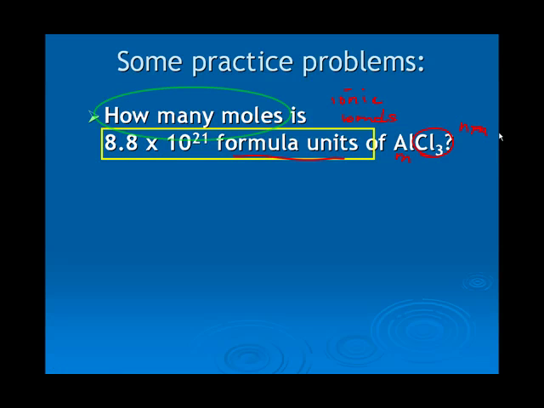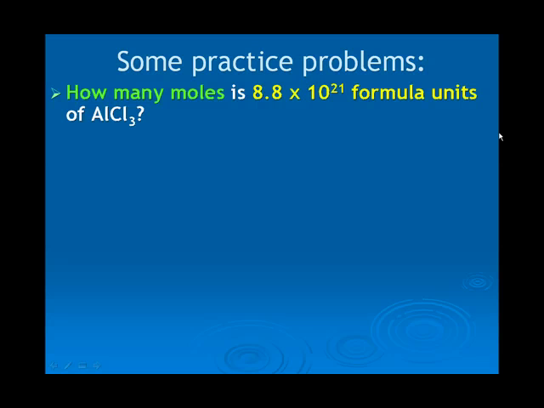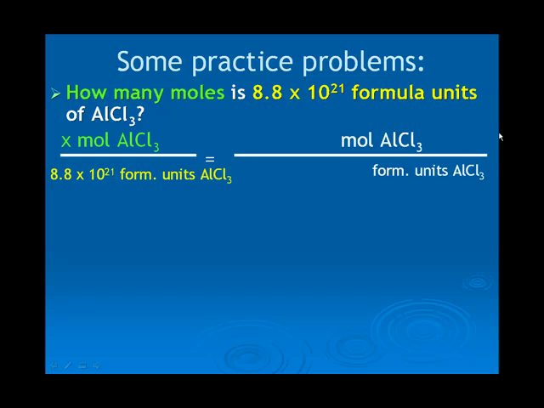We are given formula units to start, 8.8 times 10 to the 21st, and we are looking for number of moles. So what you're looking for is x moles of aluminum chloride. What you know goes underneath, 8.8 times 10 to the 21st. Okay, the matching units go on the other side.